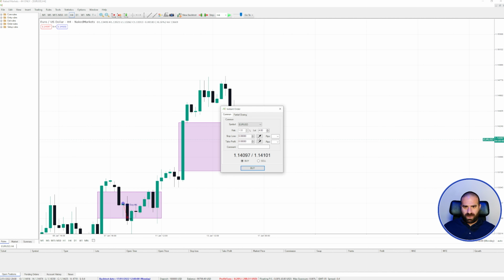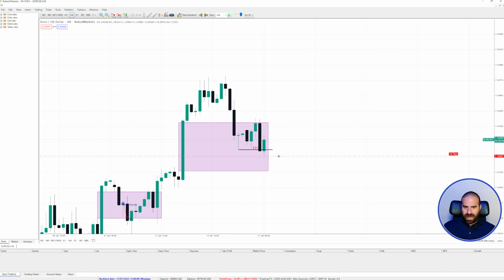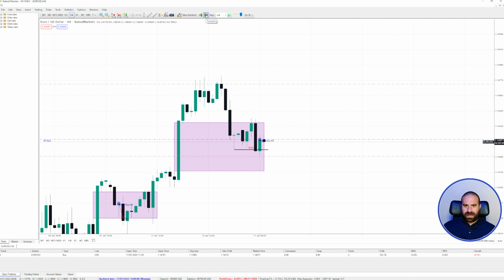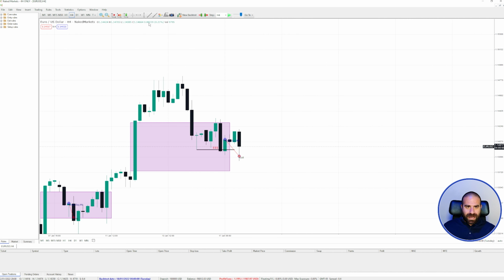New instant order. Let's go ahead. Now the manipulation has happened. 19 pips. Take profit 60. Let's do 64. Buy. Let's see. We are in the trade. We are out of the trade, but I'm gonna be entering again. I see an additional grab of liquidity.